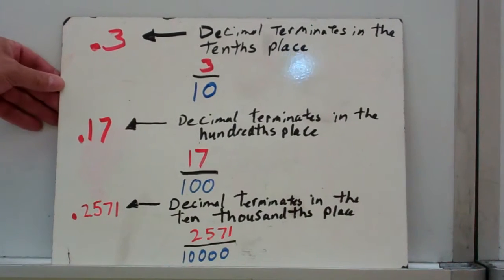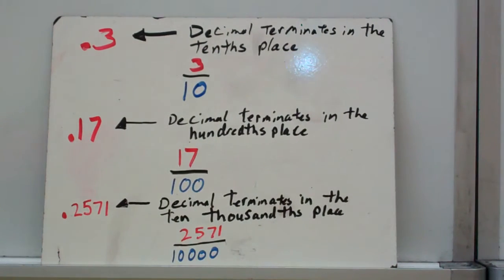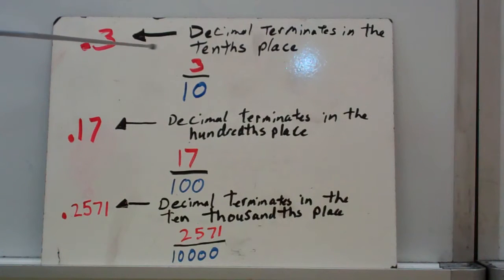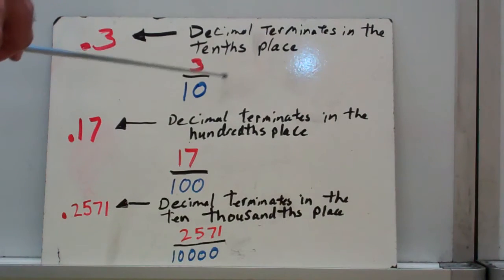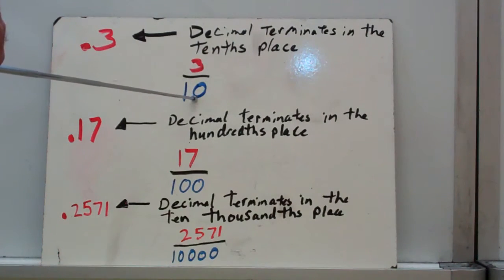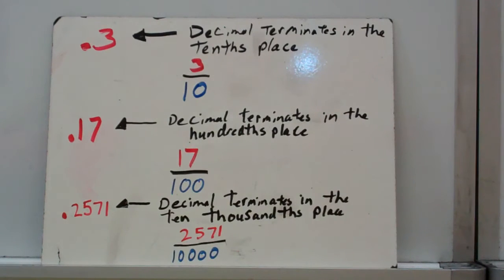All right, so some examples with this. We have 0.3, and that terminates in the tenths place. So the tenths, or a 10, is what's going to be in our denominator, and we take the 3 and put it in our numerator. That fraction cannot be simplified, and 3/10 is the final result.